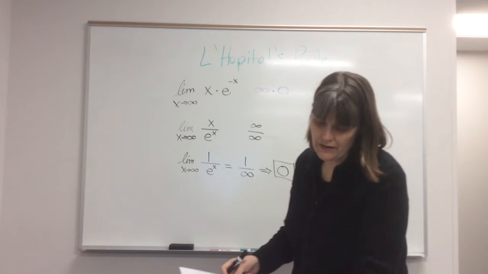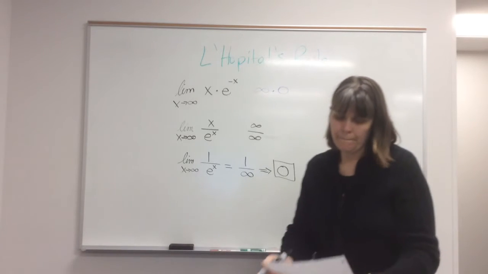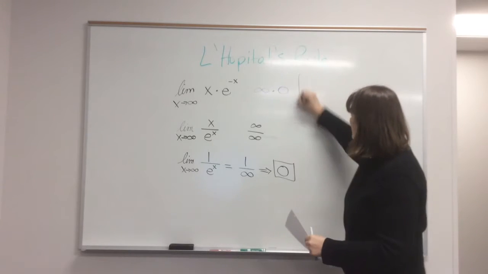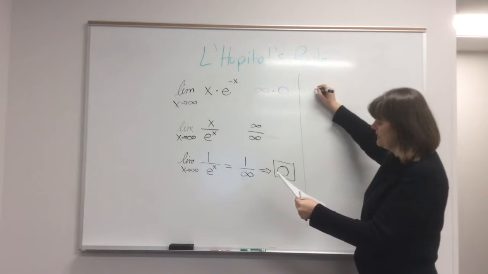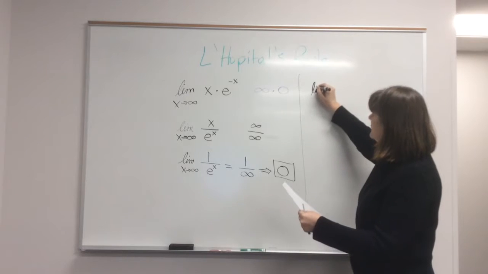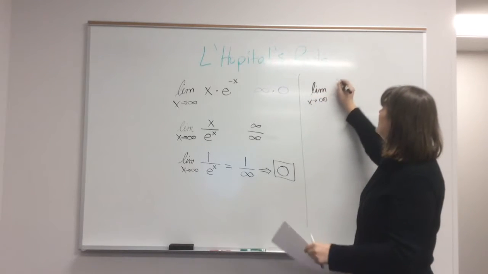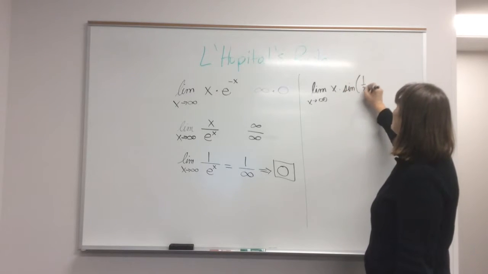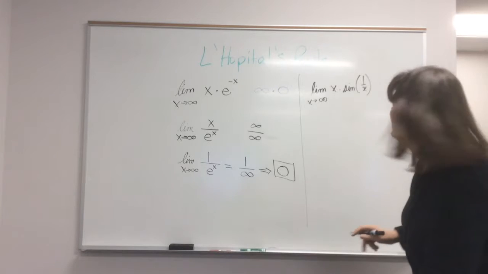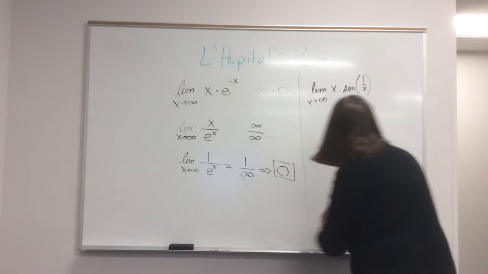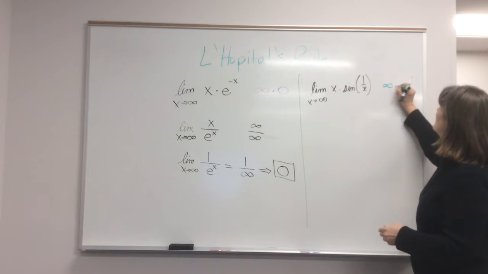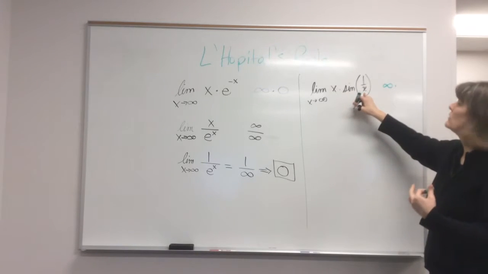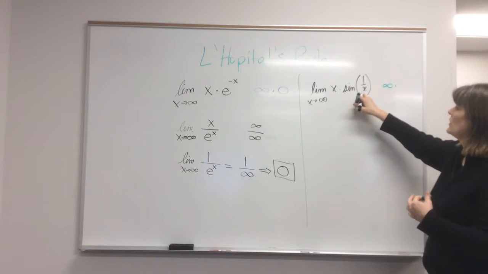where we're going to need to rewrite it. Suppose we have this one. Suppose we have the limit as x approaches infinity of x times the sine of 1 over x. If I plug in infinity, then we have infinity times, well, the sine of 1 over infinity. 1 over infinity gets really small. The sine of 0 is 0.